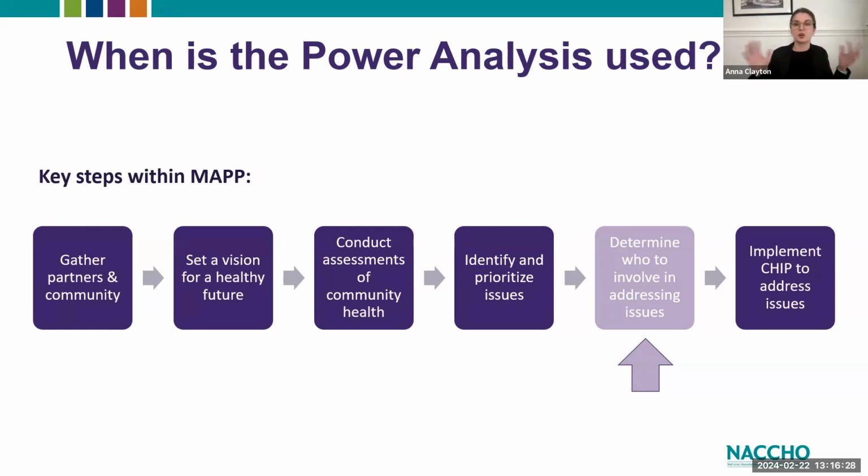So now you've taken all your assessment data and narrowed it down to, let's say, 4 to 6 issues that your community will address with the partnership of other organizations over the next 3 to 5 years or even longer term. So this tool is used to identify who should be involved in that work before you go ahead and implement that work.